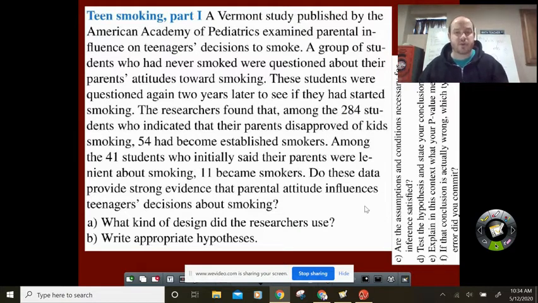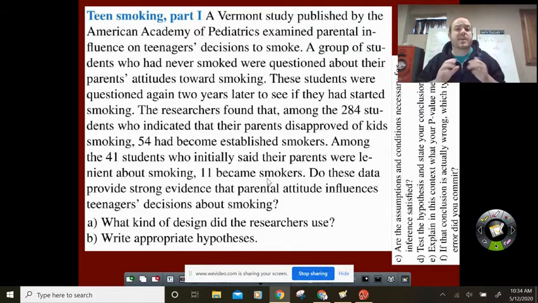So here's the deal of what's going on. They are saying, hey, we want to know if parents saying they care about their kid smoking or not changes whether or not the kid actually smokes later on. So they went through and actually found two groups. Now, the two groups here are the students whose parents said, no, you shouldn't smoke, and the group of students whose parents said, I mean, you do you, man. So those are our two groups.